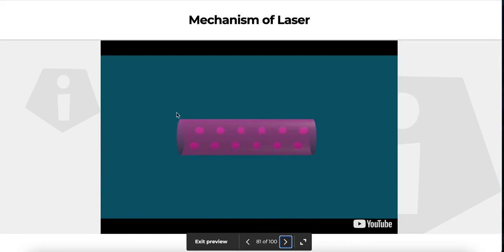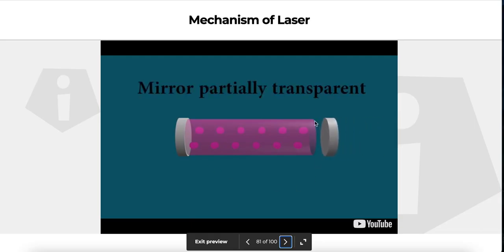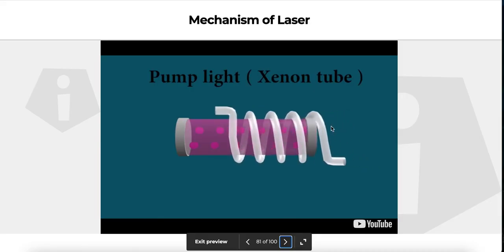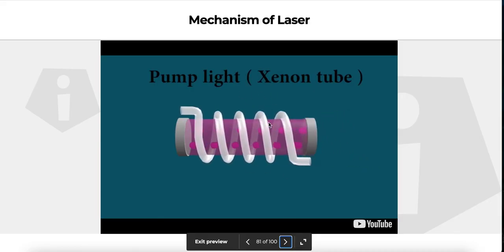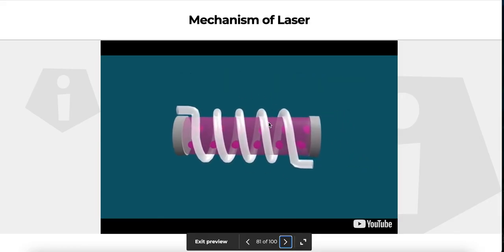First, we use a medium. This medium can be a solid or gas or even liquid that has atoms. It will be present in the tube and has a mirror at one side and a partially transparent mirror at the other side, in case of the continuous wave. And then there will be a source of light, or what's called the pumping.